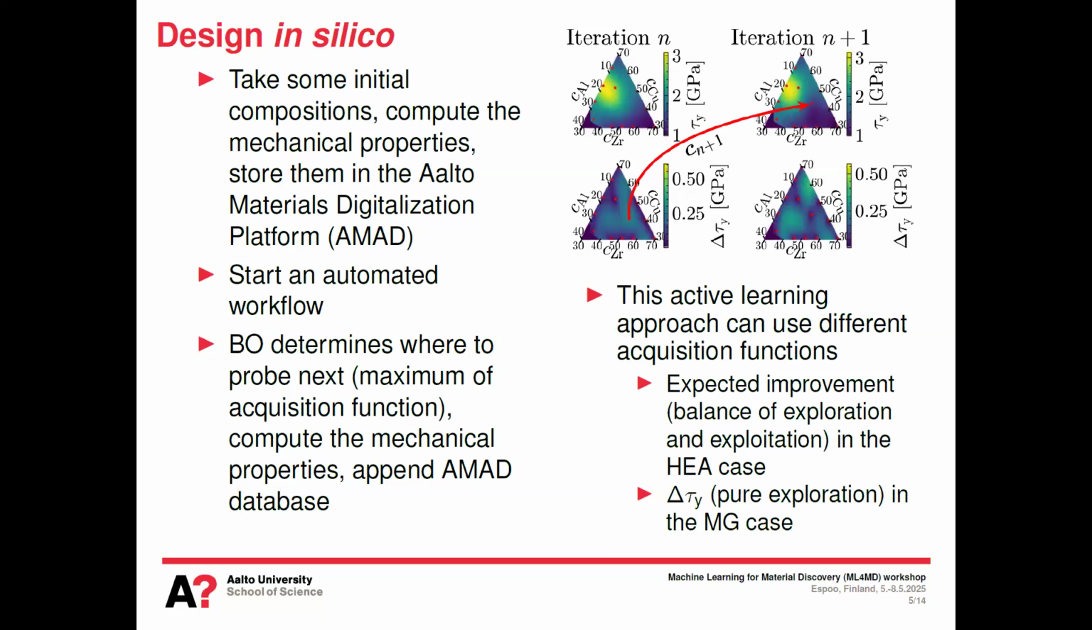In the high entropy alloy case, we use just expected improvement to optimize the mechanical properties as fast as possible. So this is the way to balance exploration and exploitation. And in the metallic glasses case, we were actually just interested in mapping the space because it's lower dimensional, so it's easier to do. So we just do pure exploration, just take the standard deviation as the acquisition function.